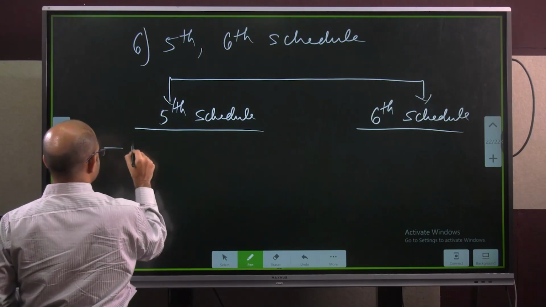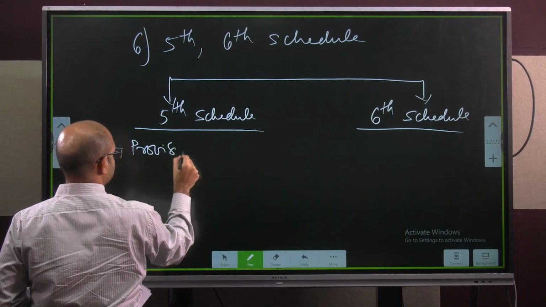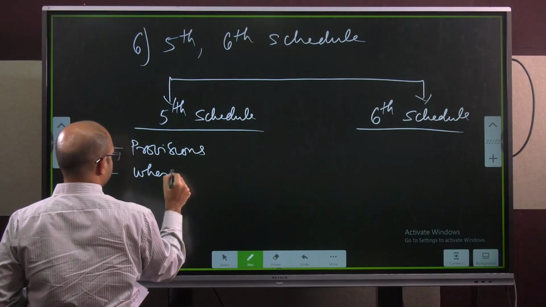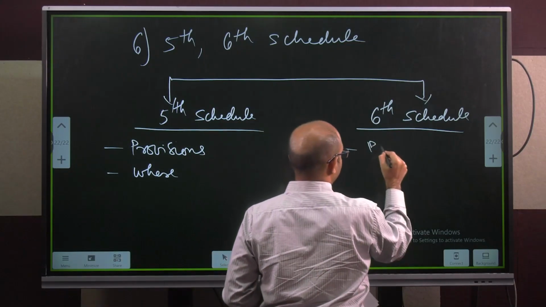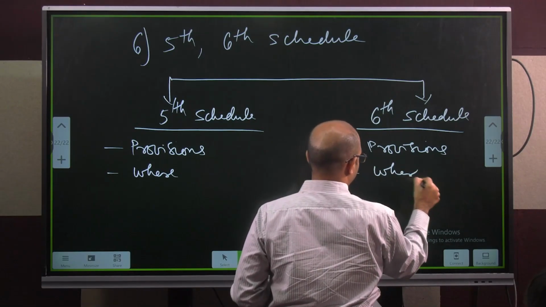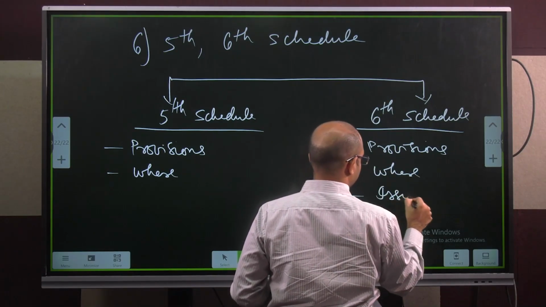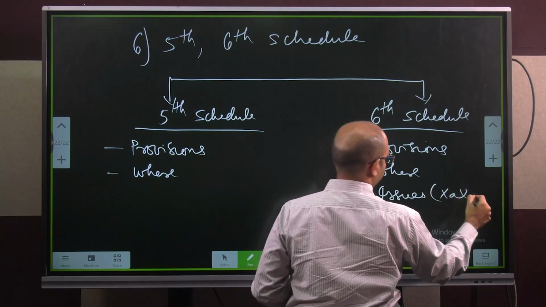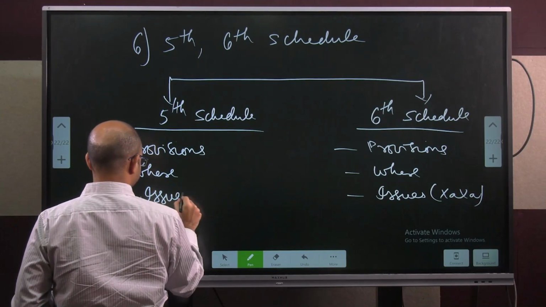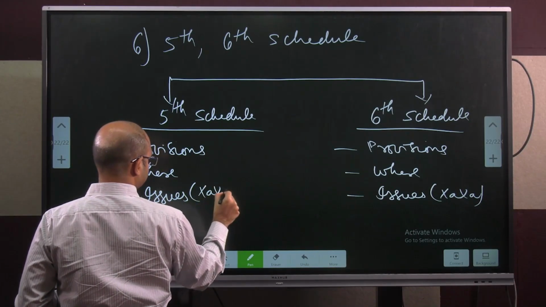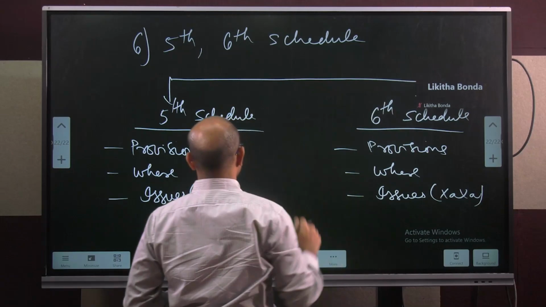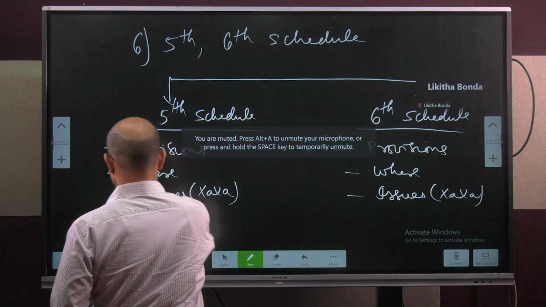First, the 5th schedule. Discuss what the provisions are and where it applies. Then for the 6th schedule also, provisions and where. And then the issues as per the Kaka committee. Same issues as per the Kaka committee. So discuss the issues as per the Kaka committee.